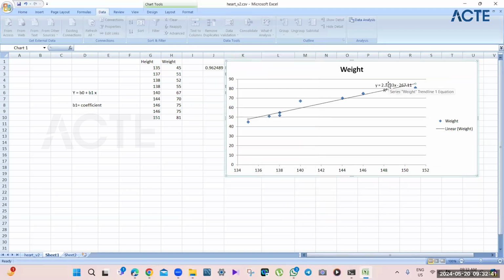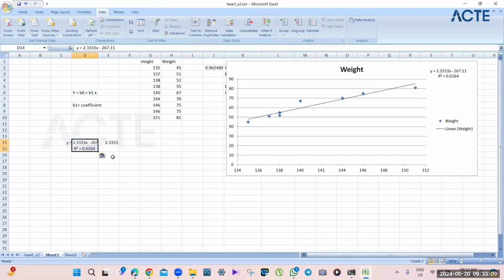If I do this, yes, this is the equation. So what is the equation? The equation is y is equal to 2.3333 into x. One second. Can I copy it from here? Yes, I can. Perfect. So this is my equation. Y is equal to this. R square, let's ignore for now. Don't get confused. So what are the values we have?